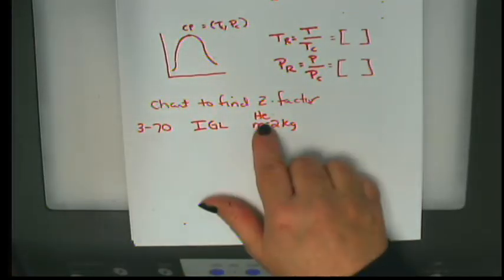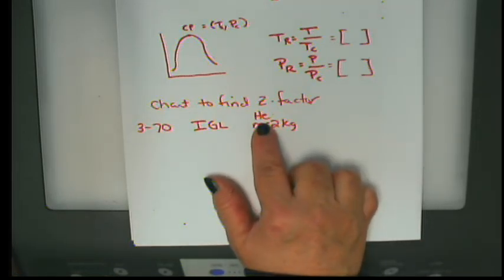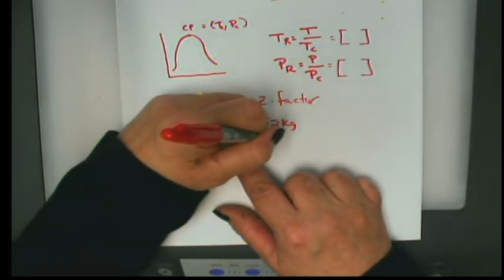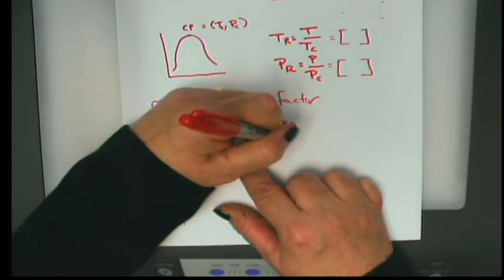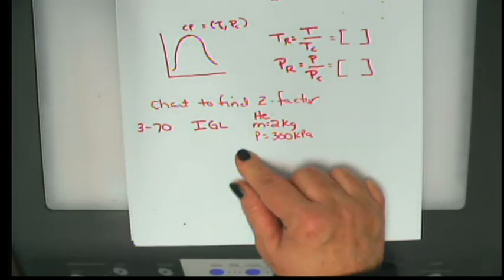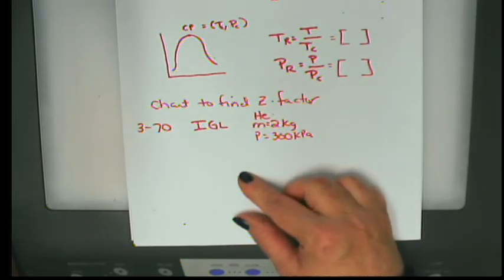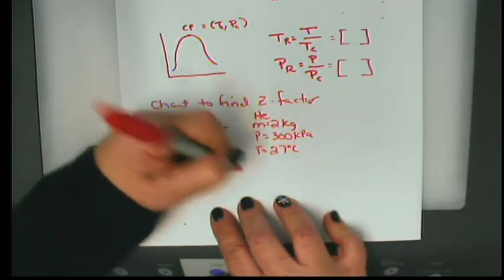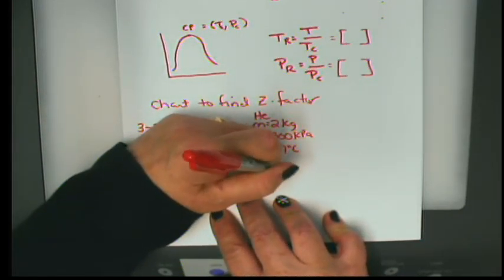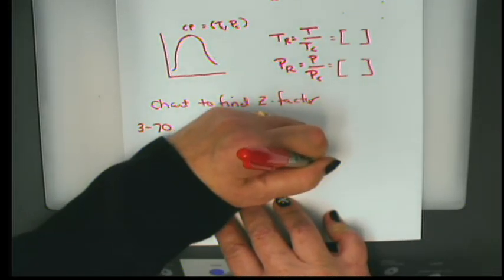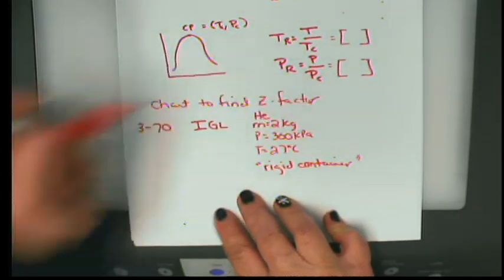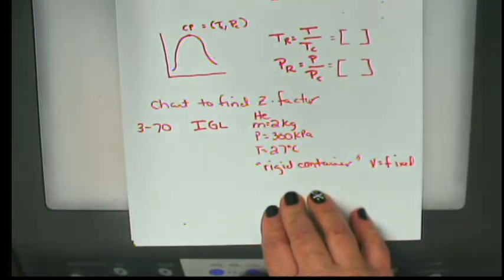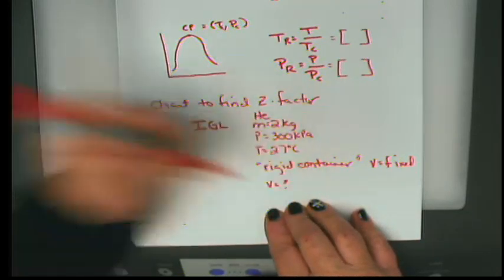There we go. So we're talking about helium, and we have 2 kilograms of helium, and it's maintained at this pressure, which is 300 kPa, and at a temperature of 27 degrees centigrade in a rigid container. Okay, what does that mean? That means we can't expand it. That means the volume is fixed. Okay? How big is the container? What is the volume of the container?